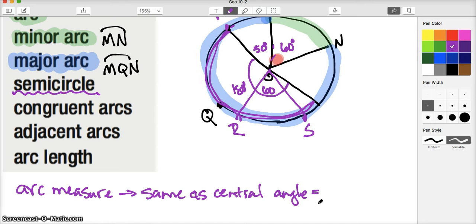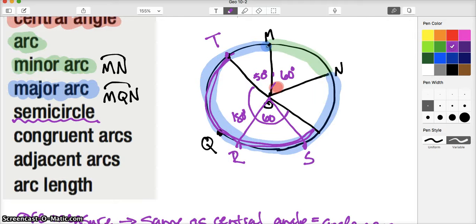So arc measure is always going to be an angle measure. Now arc length is a little different. Arc length, it was a lot different actually. Remember my pizza crust analogy? It's like, how long is that pizza crust? Arc length is literally the length of that particular arc.